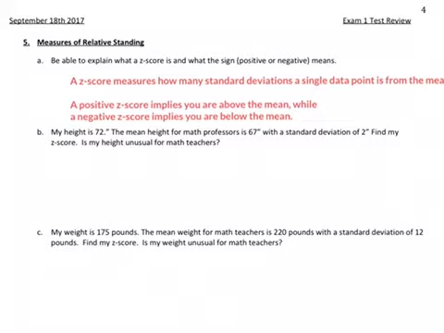So, first of all, let's go ahead and read through 5b. My height is 72 inches. The mean height for math professors is 67, with a standard deviation of 2 inches. Find my z-score. Is my height unusual for math teachers?